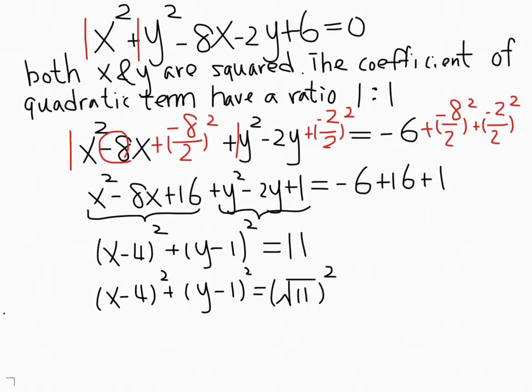From here, we can identify the information of the center. The center is going to be located at (4, 1), and the radius is going to be the square root of 11. Don't forget to take the square root of your constant.